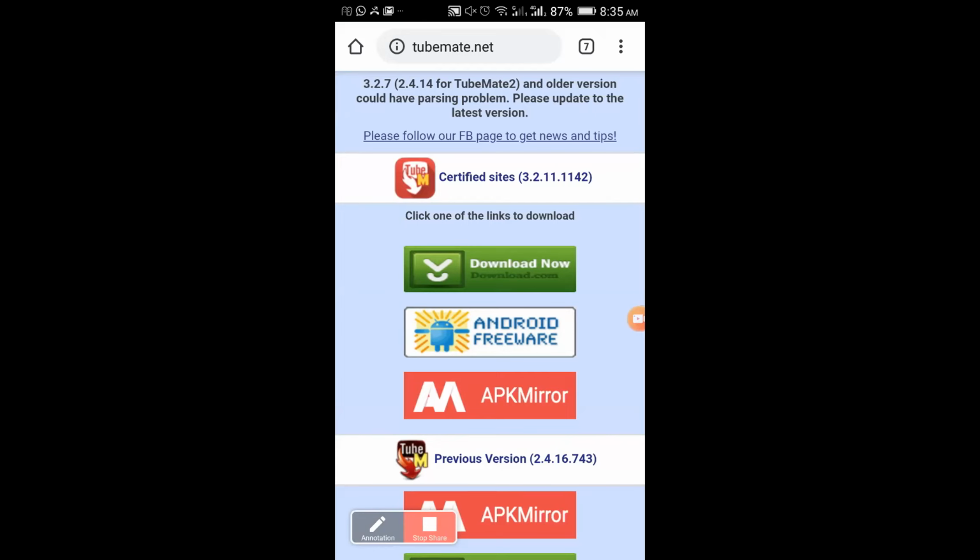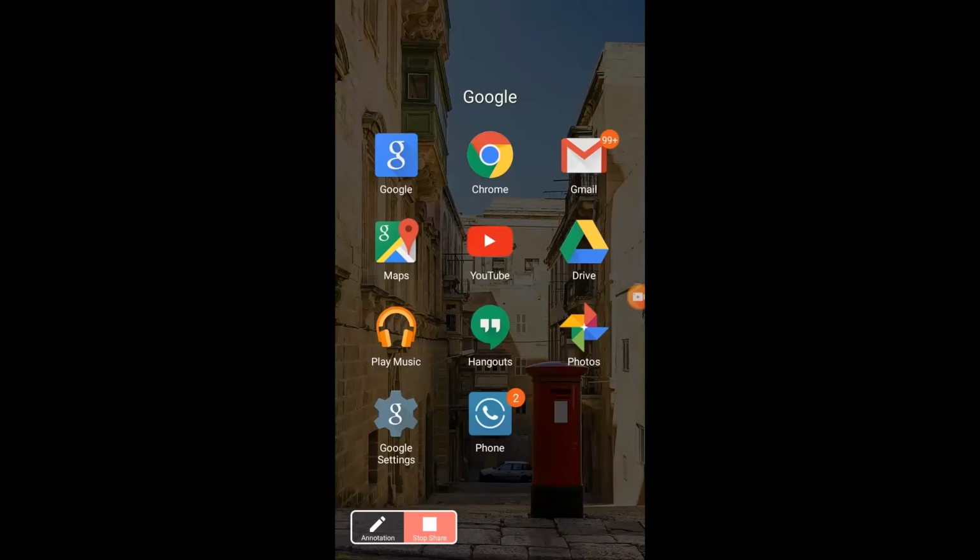Then you just follow the instructions. They will tell you to run. You click run. Once you have downloaded TubeMate on your phone, what you need to do is to come to YouTube. I already have TubeMate, so I'm not downloading. If you come to YouTube now, let's say you want to download this video. Let me say I want to download this video.